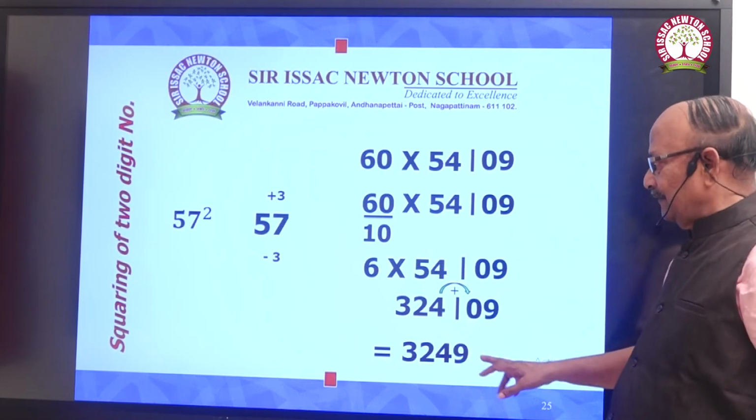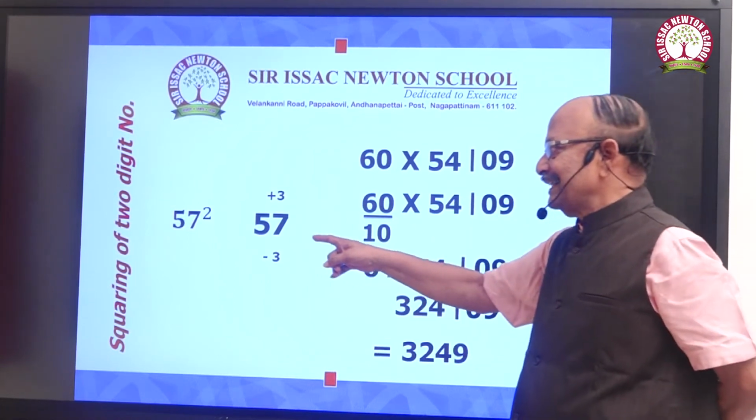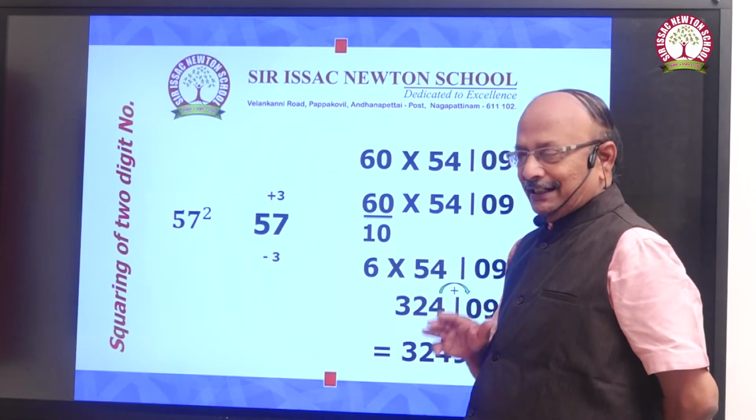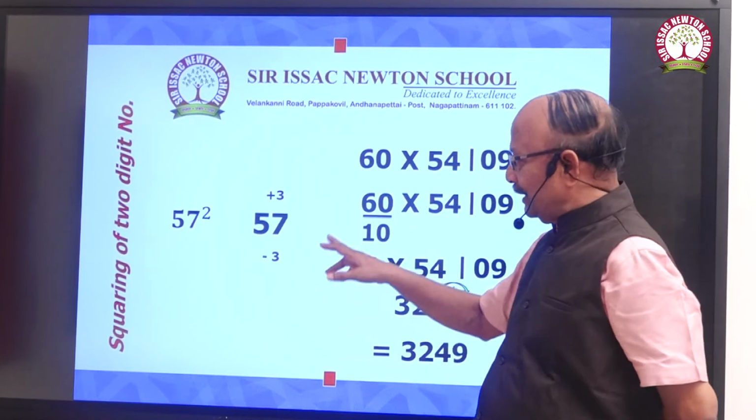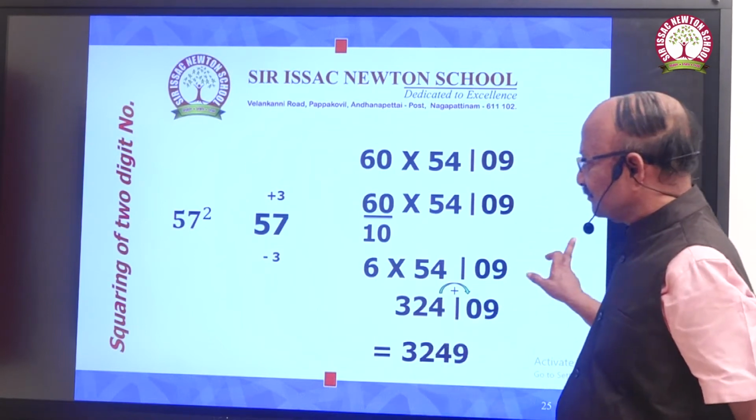So this way when I do it, this will be simple because we have to consider the nearer base. We need not go for 30, 40 and all. The next base to 57 is 60, or we can do it with 50 also, but here we will do it with 60 because the difference is less.